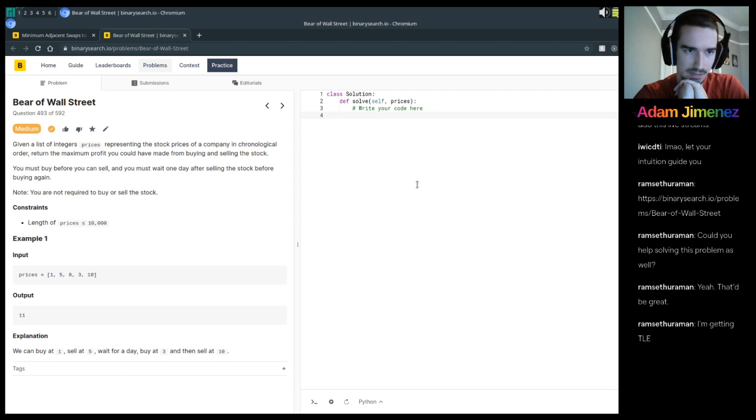So given a list of integer prices representing the stock price of a company in chronological order. You must buy before you can sell, and you must wait 1 day before selling the stock. You're not required to buy or sell the stock.